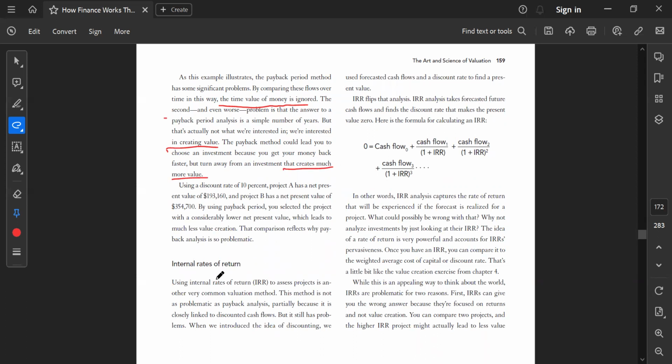Okay. Now we come to another faulty way, that is internal rate of return or IRR. Now, what is IRR? We have studied it in earlier chapters that it is a rate of return, or in simple words, a rate which discounts my future cash flows and brings them back to zero. Okay. Here it is written, in other words, IRR analysis captures the rate of return that will be experienced if the forecast is realized for a project.